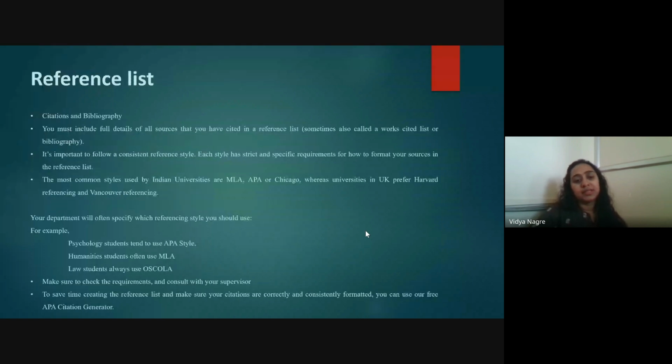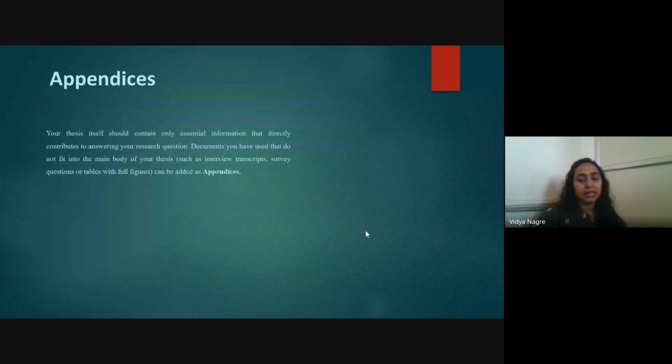References are highly important. I have already talked about it. Kindly find which style sheet is important for you and abide by that throughout your research. And then come appendices. For example, if you use some photographs as proof, or interviews, or a questionnaire or paper, then you have to add all of those, the transcripts, at the end of your thesis.